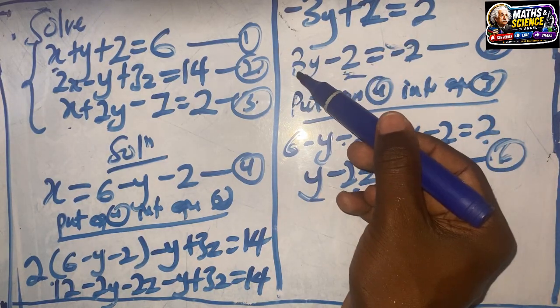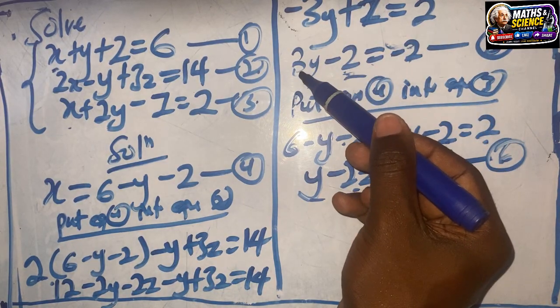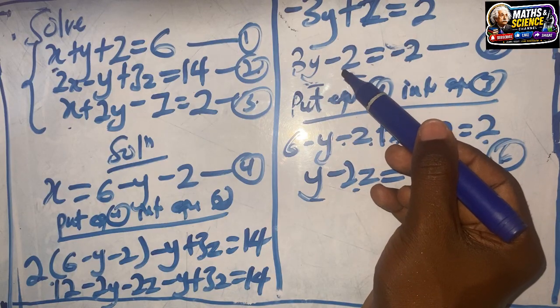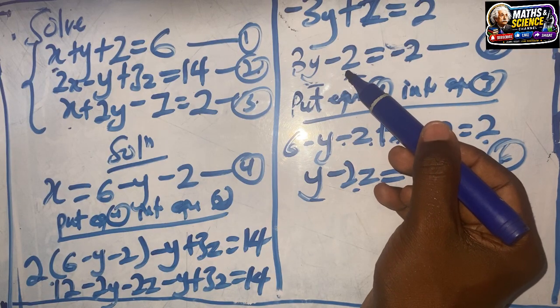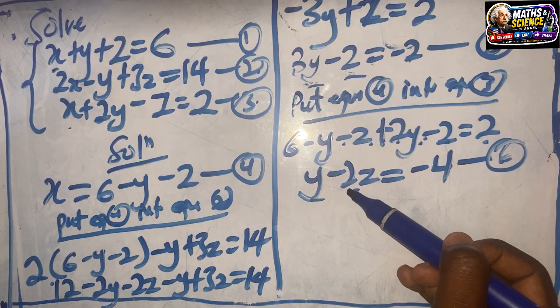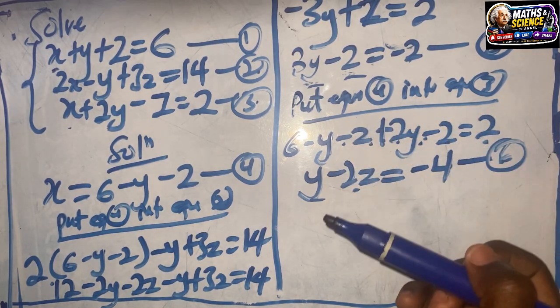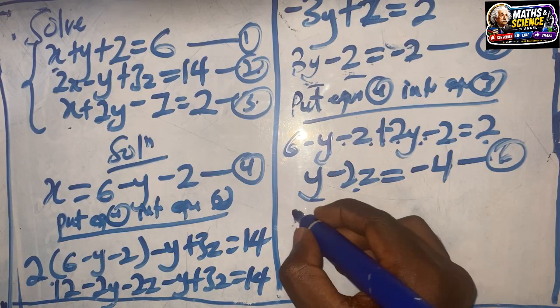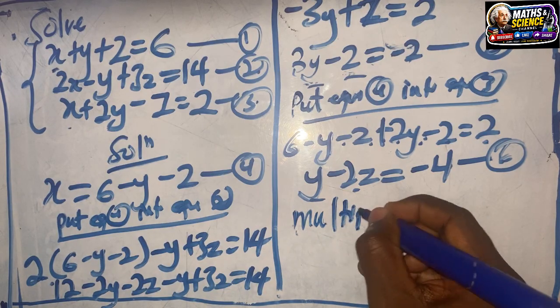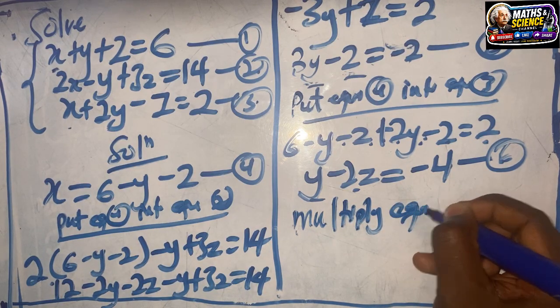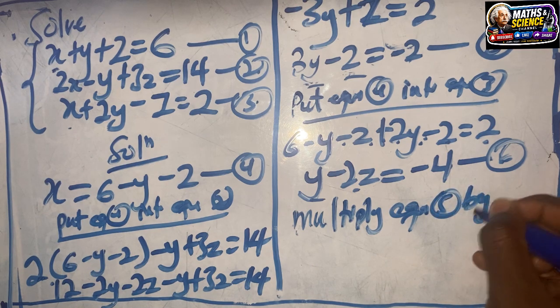So we can do that by just multiplying either equation 5 by 2. When we multiply it by 2, the z component here becomes 2, and then we also have 2 here. Then we can therefore subtract and then get rid of the z component. So let's do that. So we multiply equation 5 by 2, right?